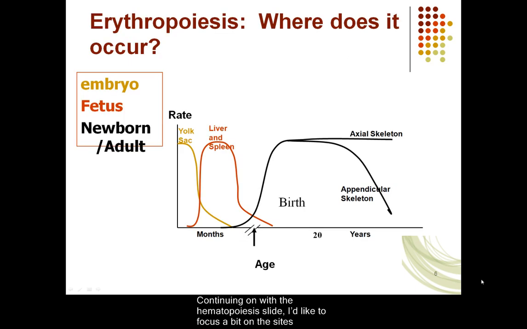Continuing on with the hematopoiesis slide, I'd like to focus a bit on the sites of erythropoiesis throughout life. As mentioned before, erythrocytes are formed from multipotent hemocytoblasts. Erythrocyte production occurs in different places in the body depending on a person's developmental age. For the embryo, erythropoiesis occurs in the yolk sac and transitions to the liver and spleen for the fetal period. Shortly before birth, the site of erythropoiesis again changes to the red bone marrow of long bones and in the axial skeleton like the clavicle, sternum, and vertebrae.